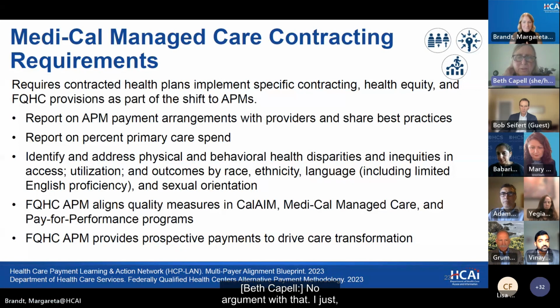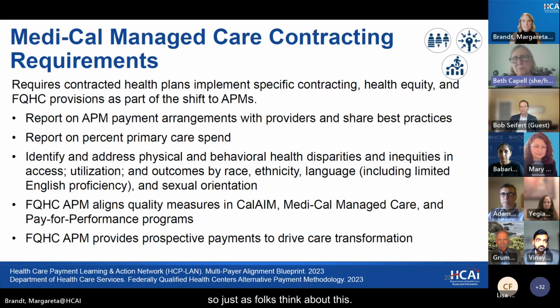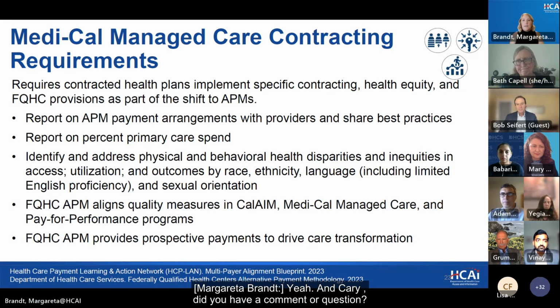No argument with that. It's an important distinction, and I think when we get to primary care and behavioral health, we'll be dealing in a slightly different environment again, so just as folks think about this. Yeah. And Carrie, did you have a comment or a question?